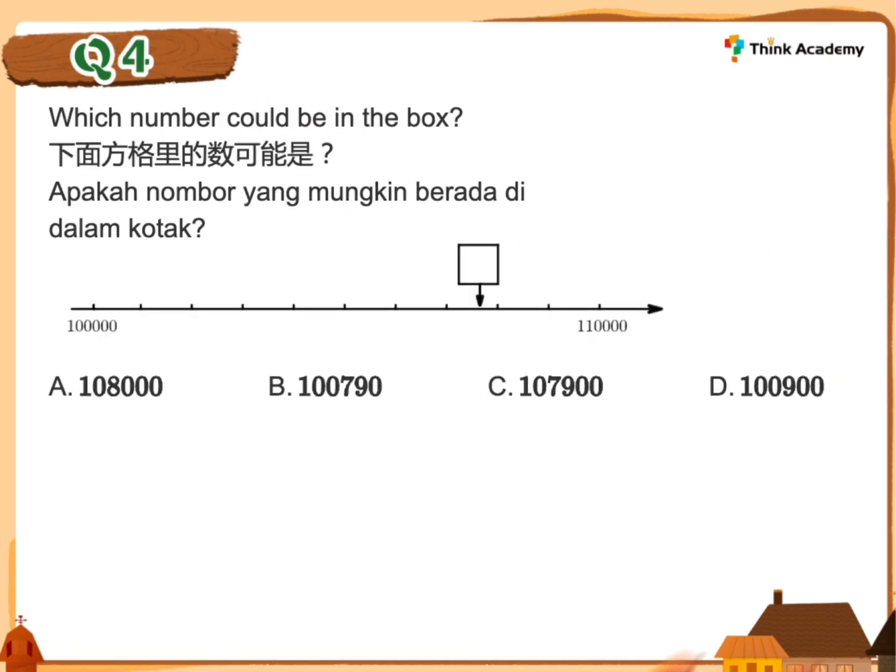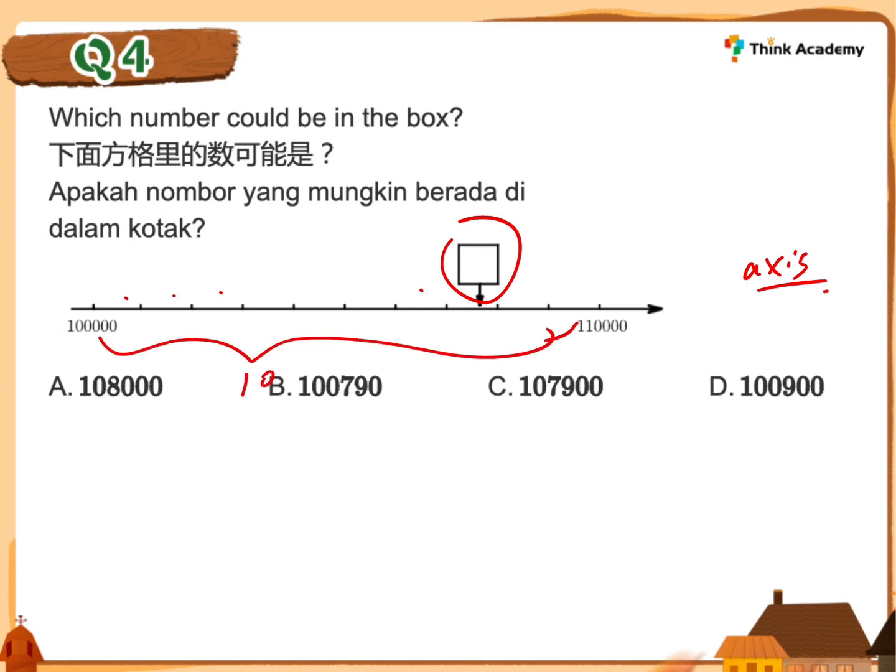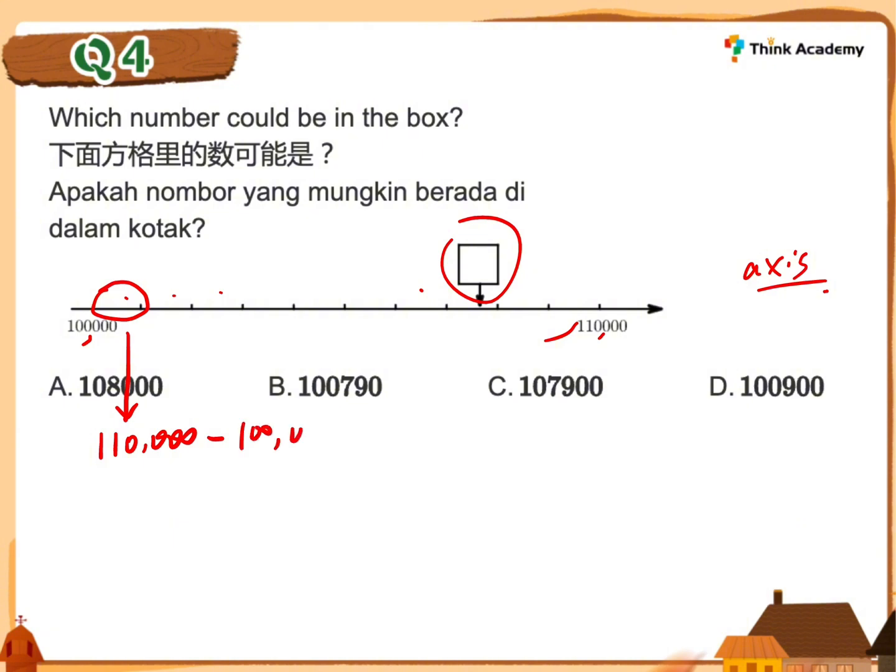And question 4: which number could be in the box? Okay, in this question we can see here is a number line. We know here is 1, 2, 3, 4, 5, 6, 7, 8, 9, 10. Okay, 10 grades, right? And the range is from 100,000 to 110,000, right? So each grade will represent: you use this number minus this number and then divide by 10. Actually it's 1,000, right? It means each grade represents 1,000.